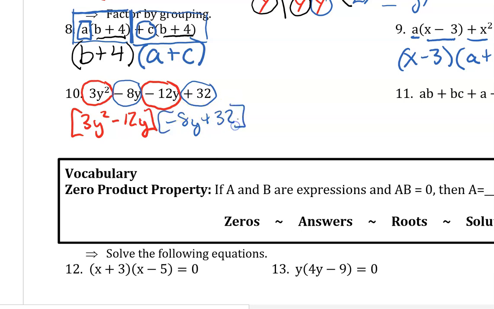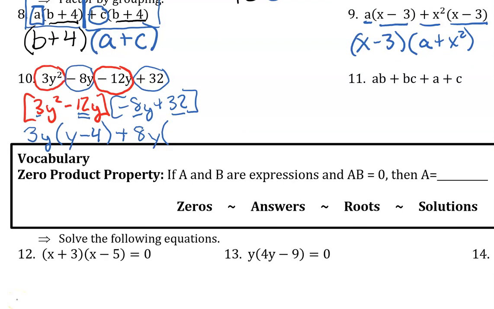I did that because I see that 8 goes into 32 and 3 goes into 12. So when I factor the first group, I can take out a 3 and a y. From the first expression, that leaves me with a y. I can take out a 3 and a y in the second term, and when I take out that 3y, it leaves me with minus 4.